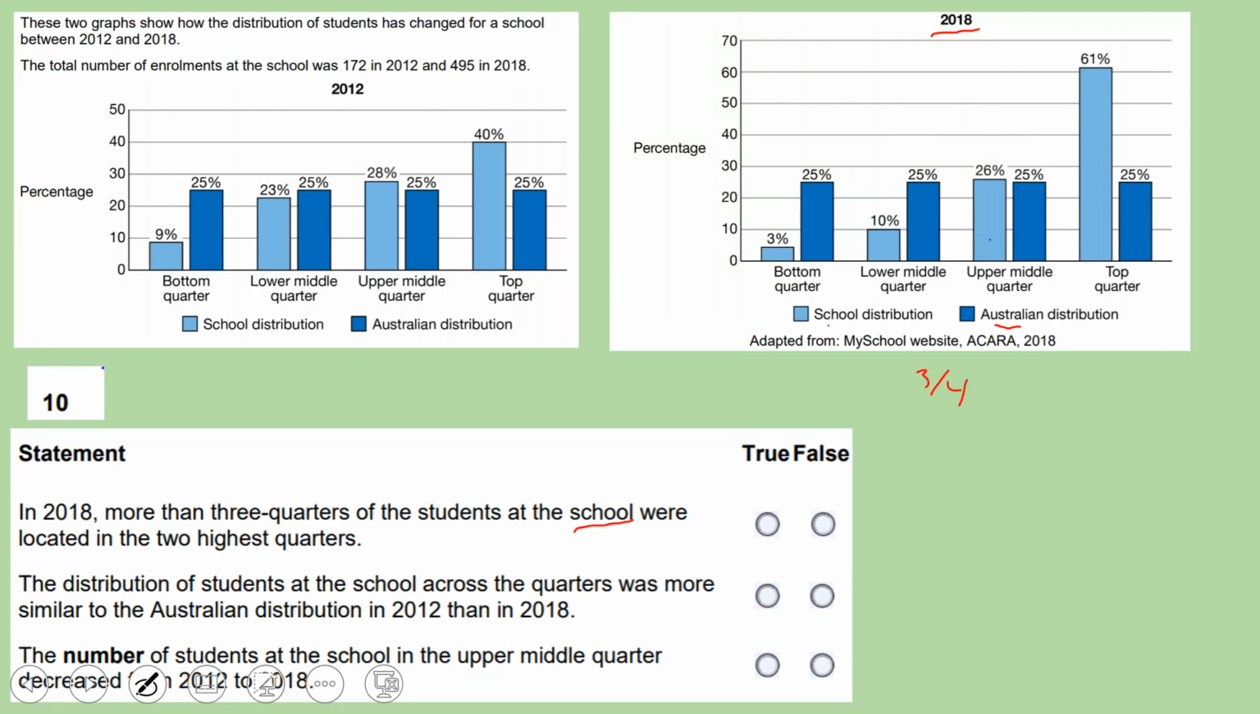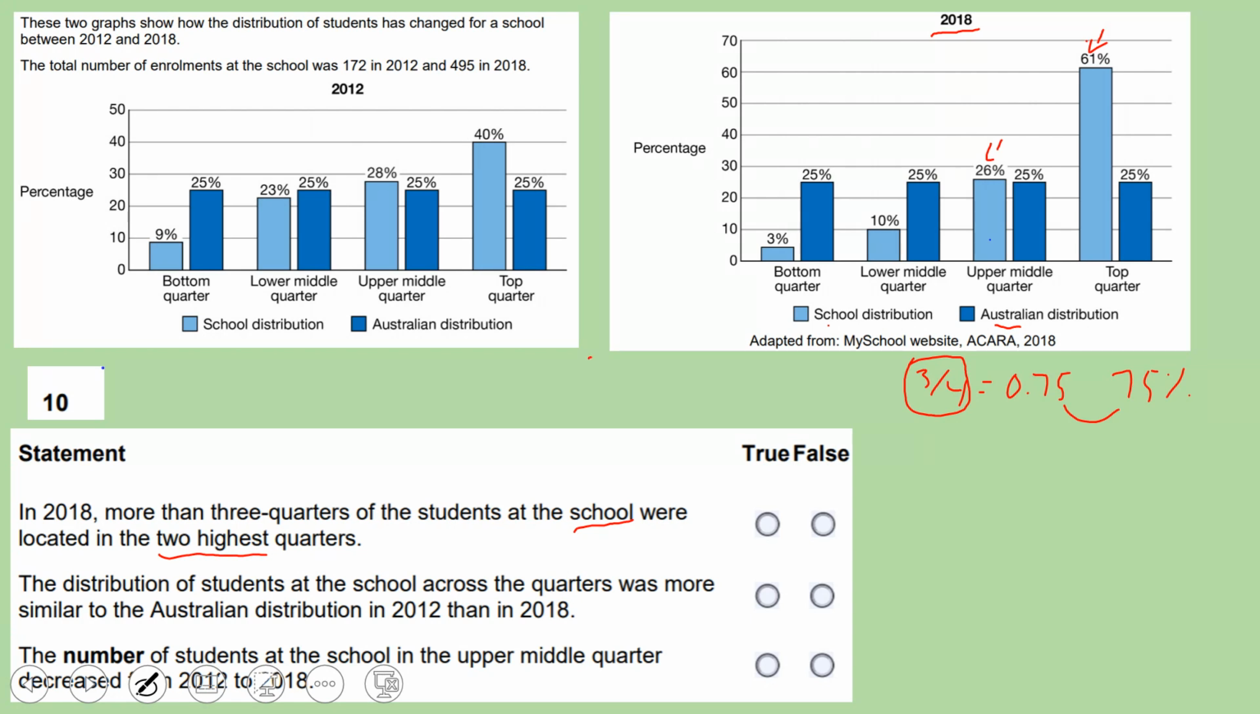3/4 as a decimal is 0.75, as a percentage 75%. We just need to multiply it by 100 to go from decimal to percentage. You can get this as a decimal just by typing it in your calculator, 3 divided by 4, because that's what a fraction always is, numerator divided by denominator. So if we're looking at the school, which is the light blue, we're looking at 26 and 61 as our top two, as our 2 highest quarters.